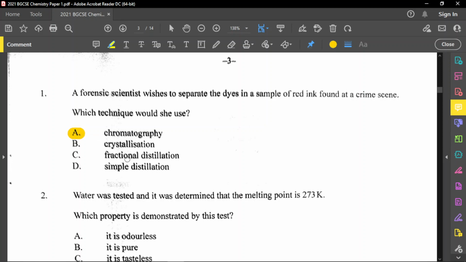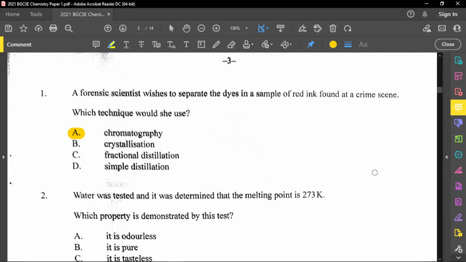It can't be crystallization, fractional distillation, or simple distillation. We know those for sure: fractional distillation is used to separate liquids with similar boiling points. Simple distillation is used to separate liquids from a solution, for example separating water from a salt solution. And crystallization can be used to form crystals out of a solution, for example copper sulfate crystals out of a copper solution.